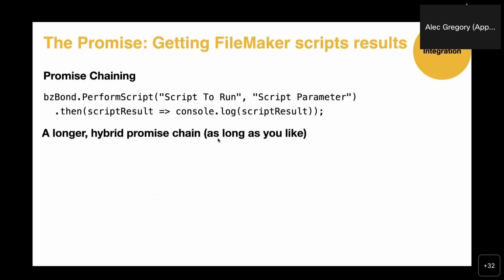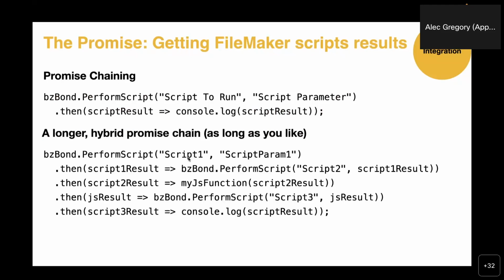But promise chains can be complex and as long as you like, and they can include non-bzBond based functions. So here we're running a FileMaker script, bzBond. We're using the result of that FileMaker script to run another one. And then it waits, again, the then keyword. Then we're using the result of the second script to run a JavaScript function, which also is returning a promise, which means maybe it's hitting an API externally or something. Once we get that result, we then run another FileMaker script. And then finally, the result of that script is what we're logging.